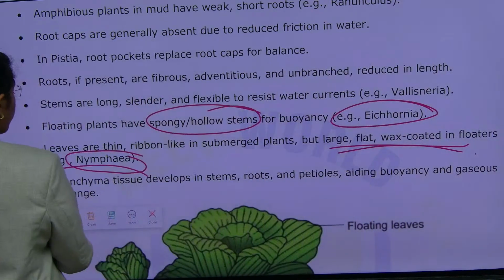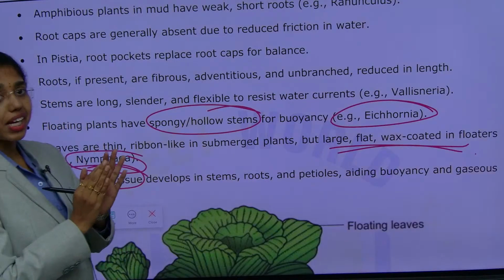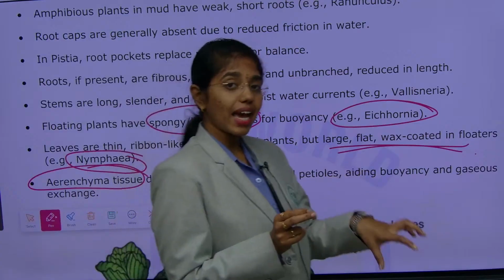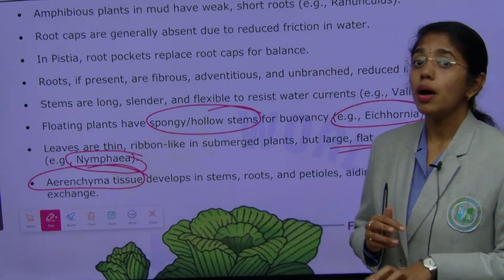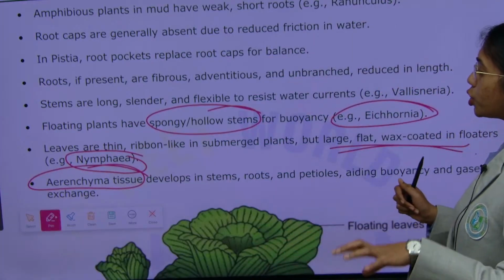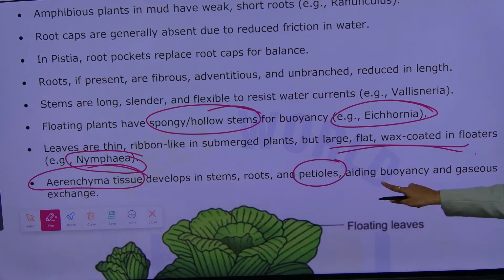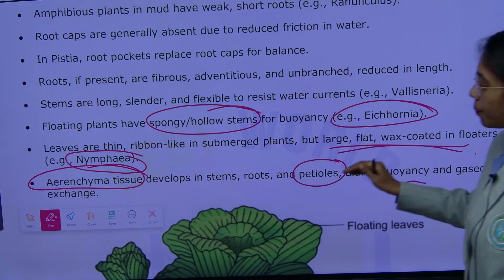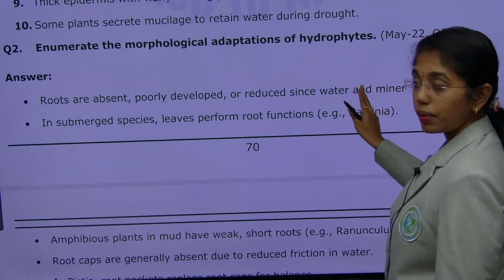Next, aerenchymatous tissue, which is very important. Parenchyma which has large air sacs inside it is called aerenchyma. Aerenchyma in hydrophytes is mainly useful for what? Buoyancy. So aerenchyma tissue develops in stem, roots and petioles, aiding buoyancy and gaseous exchange. So these are the morphological adaptations of hydrophytes. You are clear with this, right?